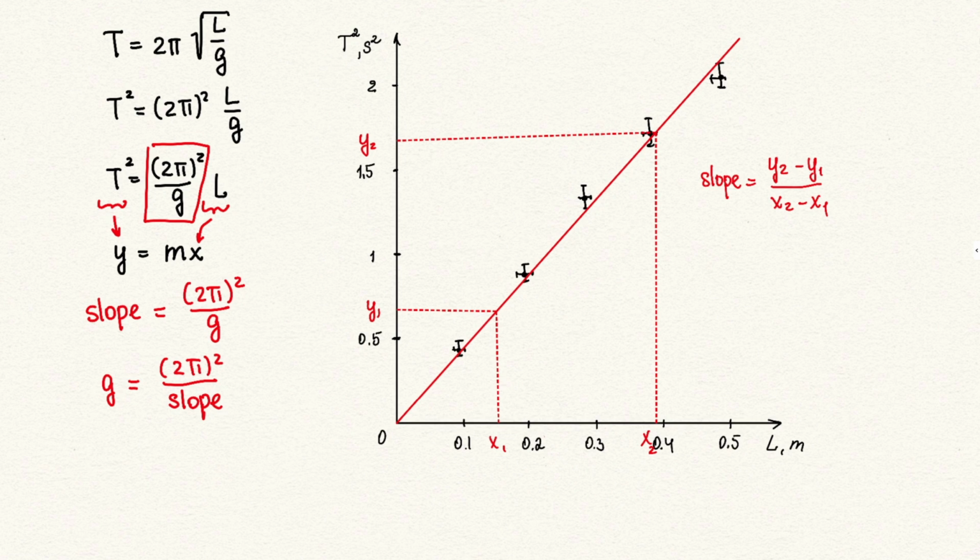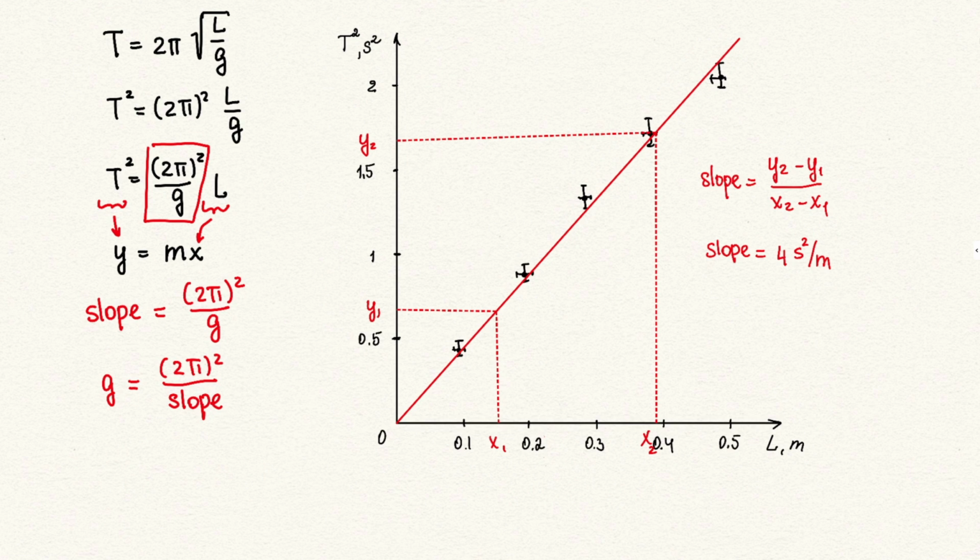In our case, slope equals 4 seconds squared per meter. And you can see that the value of the slope has units, and it's seconds squared per meter, because units of y are seconds squared and units of x are meters. All right, so that was the best fit line.